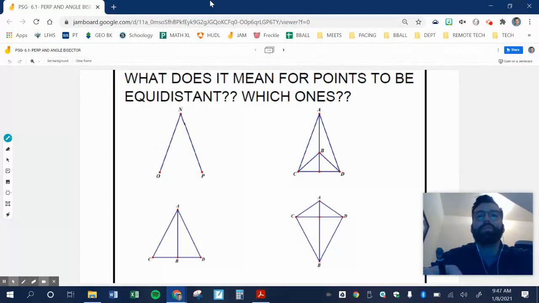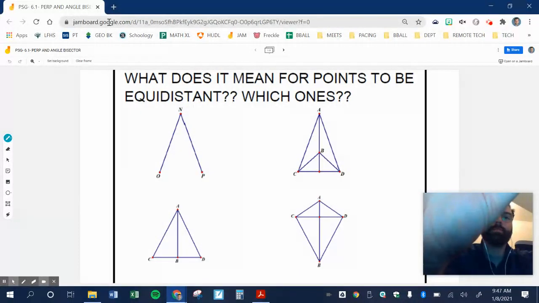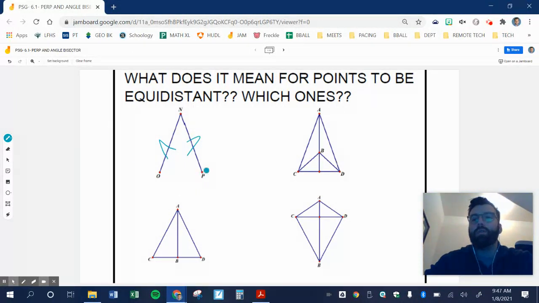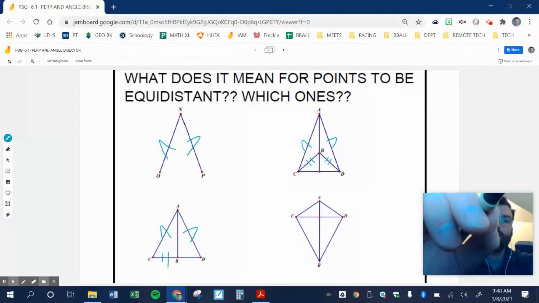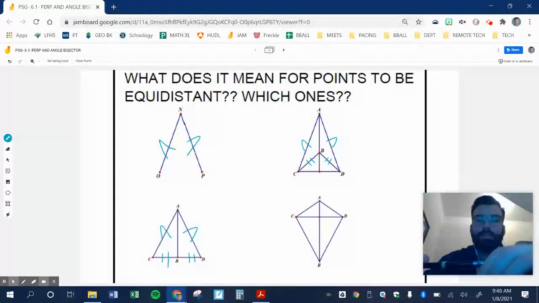All right. So what does it mean for points to be equidistant? Well, if I have a diagram like this and I marked it like so, I could say that P and O are equidistant from N. I can also say if I had a diagram like this, that C and D are equidistant from B and A. I could have it like this. Same idea. C and D are equidistant from both A and B.